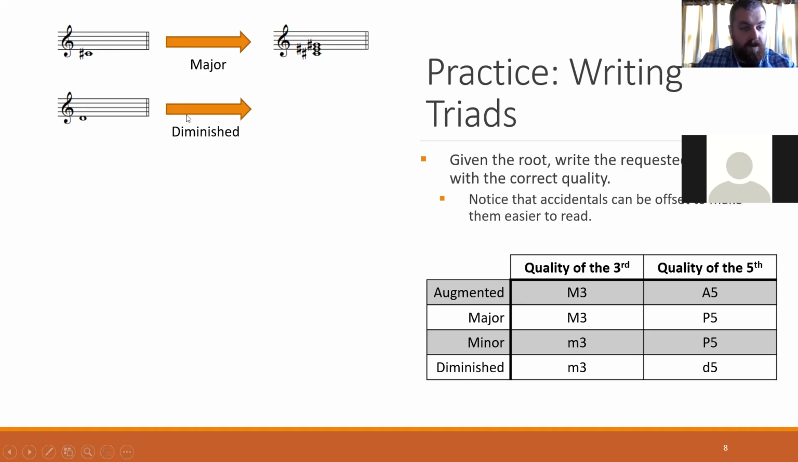Try this one out. Make a diminished chord. Take another minute for this one, and then we'll come back together and take a look at that. Diminished chord.